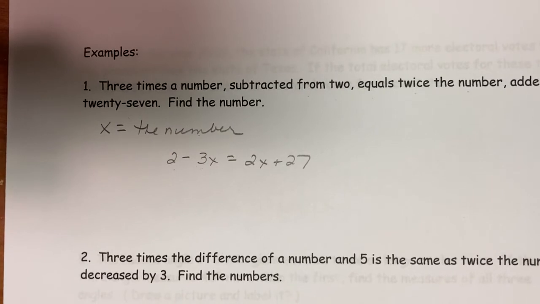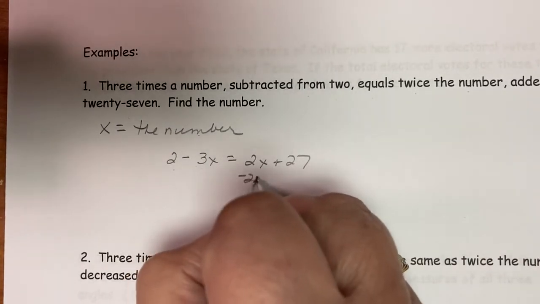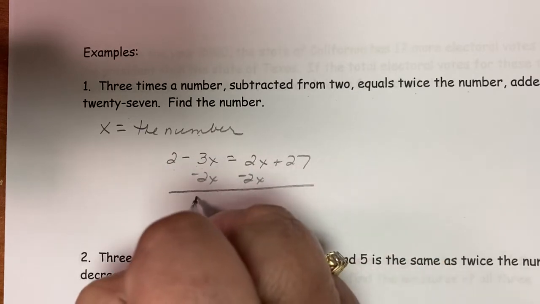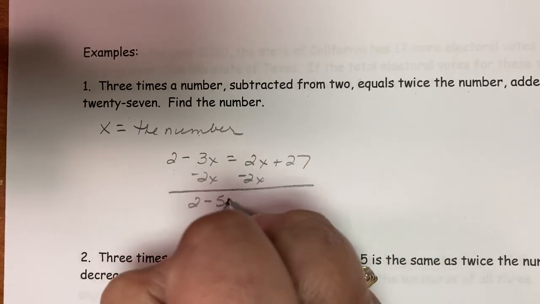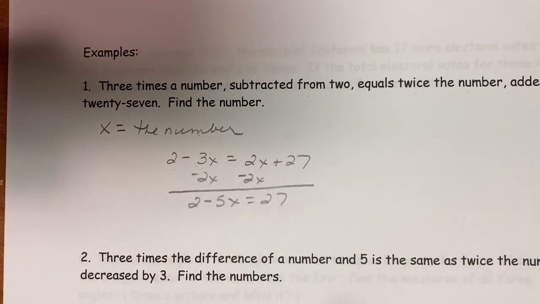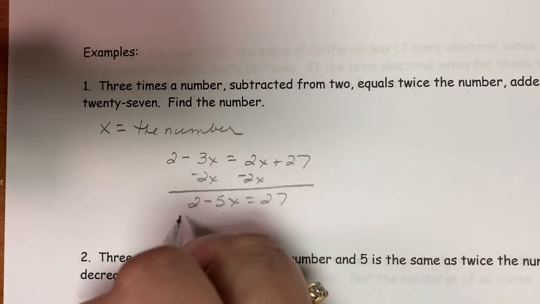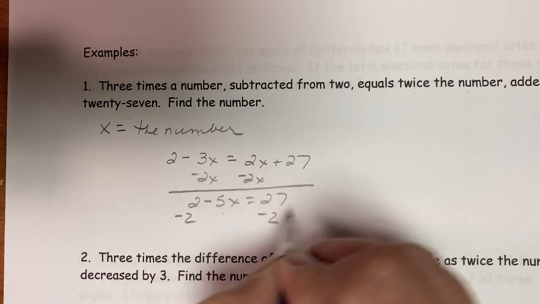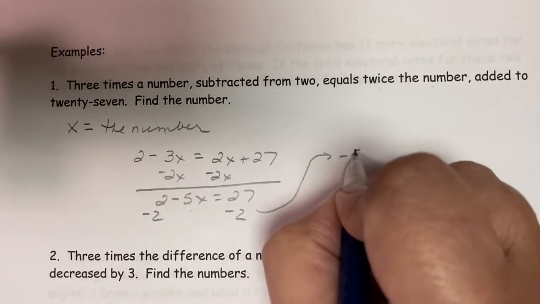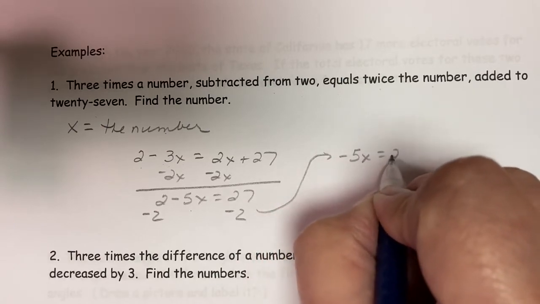So let's go ahead and solve it. Let's subtract 2x from both sides. And we're going to get 2 minus 5x equals 27. Since my variables are to the left, I'm going to get rid of this positive 2 by subtracting 2. So negative 5x equals 25.